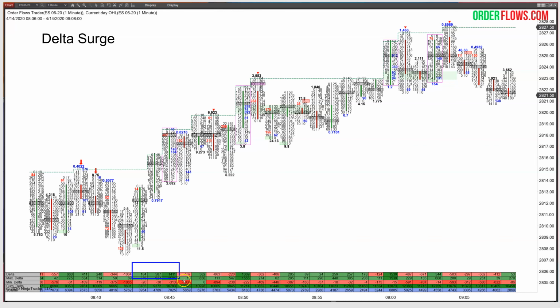You can see this is E-minis. We got a little surge happening right here. You see the delta going from positive 184 to 587 to 1400 as the market makes new highs. So what it's telling you is aggressive buyers, people, are coming in force and buying more and more, causing this market to make new highs.